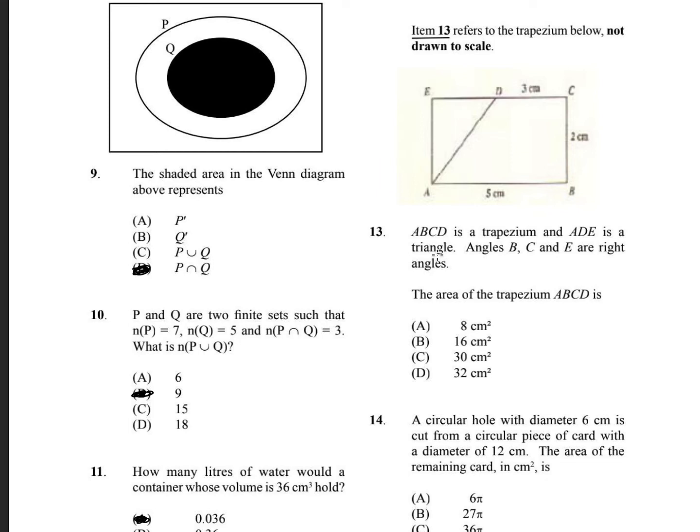So let's move on to question 13. This says item 13 refers to the trapezium below, not drawn to scale. It says ABCD is a trapezium and ADE is a triangle. Angles B, C, and E are right angles. The area of the trapezium ABCD is what? This is asking for the area of the trapezium.